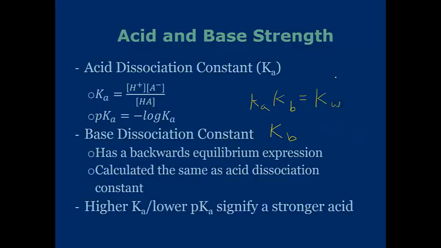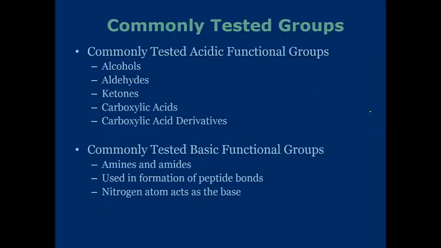And Kw, as a value, is represented by 1 times 10 to the negative 14. You'll notice that this 14 is where we get the pH scale from. Note that a higher Ka or a lower pKa signifies a stronger acid, and the same applies for Kb. Here's a list of commonly tested acidic and basic functional groups. Make sure you have a good handle on these and what they look like. Their reactivities and how they react are going to be tested.